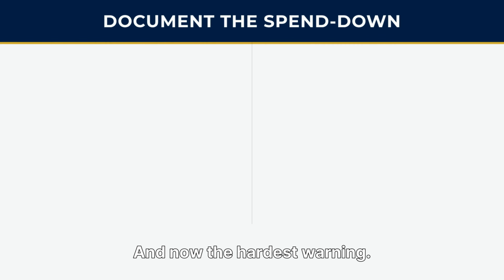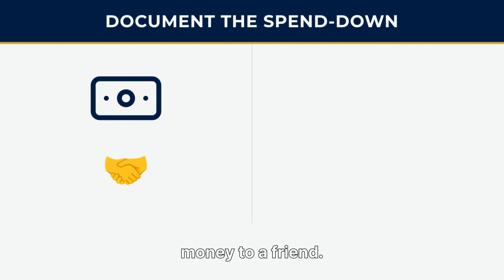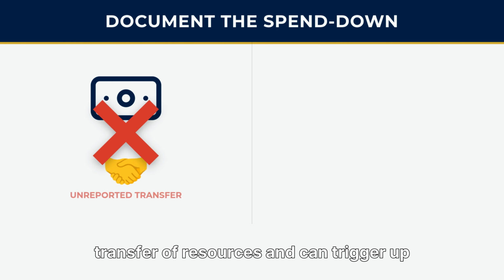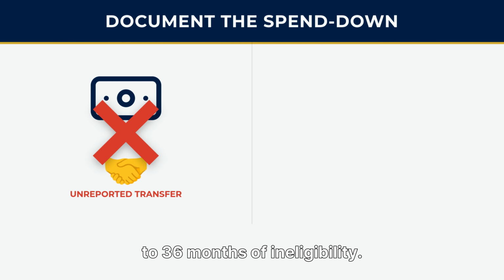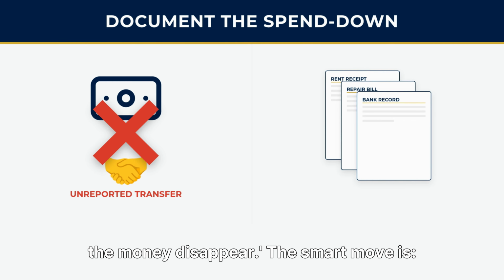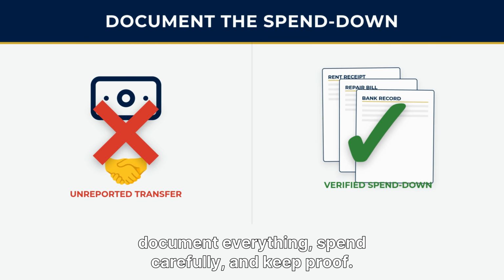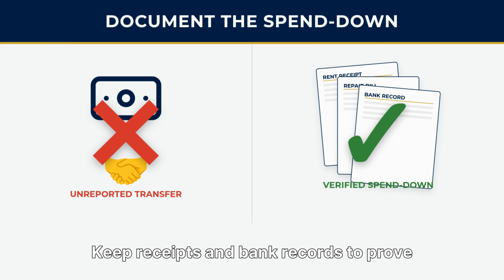And now the hardest warning. Do not panic and just hand the money to a friend. SSA says giving away cash is a transfer of resources and can trigger up to 36 months of ineligibility. So the smart move is not to make the money disappear. The smart move is to document everything, spend carefully, and keep proof. Keep receipts and bank records to prove the money was truly spent down.